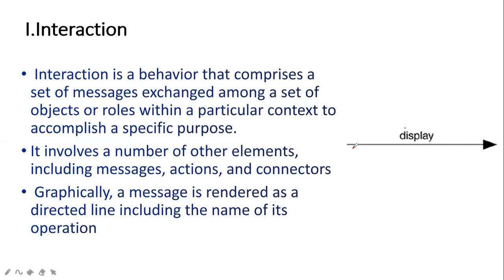So how is this rendered? This is rendered with an arrow sign with the name of the interaction. These are specifically the messages which are being defined. Messages, actions, or connectors. They are forming the connection points between the two objects, defining how the action is being triggered and how these are connected to each other. Graphically, a message is rendered as a directed line, including the name of its operation. So the name of our operation here is display.